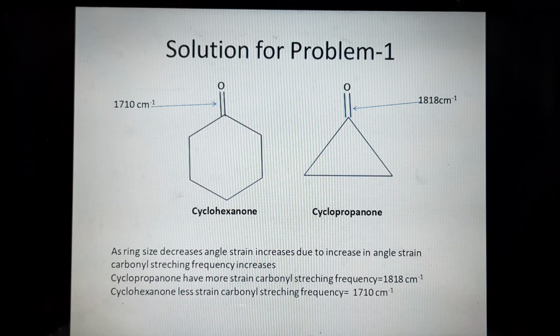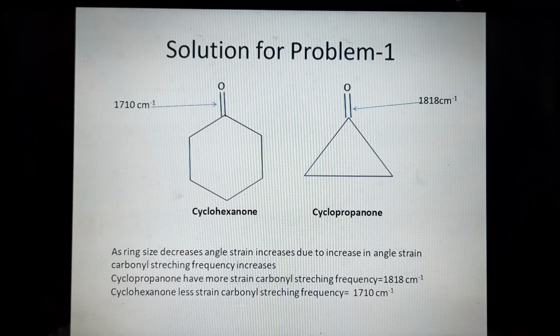As ring size decreases, angle strain increases. Due to the increase in angle strain, carbonyl stretching frequency increases. So cyclopropanone has more angle strain. Due to this, its carbonyl stretching frequency is higher, 1818 per centimeter, while cyclohexanone is a 6-membered ring, so it is a less strained system. Due to this, its carbonyl stretching frequency is lower.